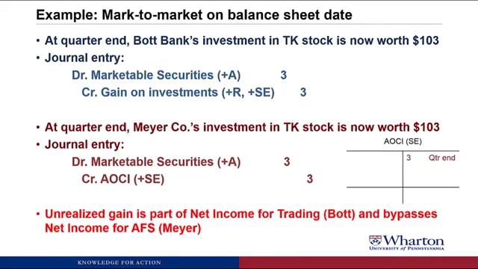So the unrealized gain that we got is part of net income under the trading securities method for BOT, which means it goes into net income and eventually into retained earnings. But it bypasses net income for available for sale, AFS, for Meyer. So it doesn't show up in the income statement, goes into AOCI. The net effect is stockholders' equity goes up under both cases, but the difference is it doesn't show up in the income statement under AFS, where it does under trading.